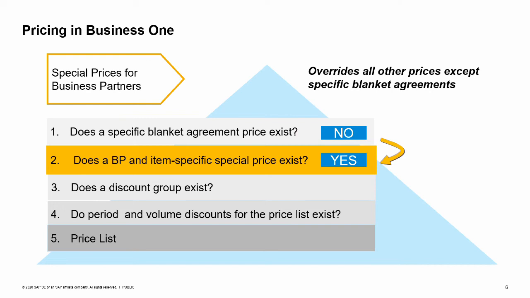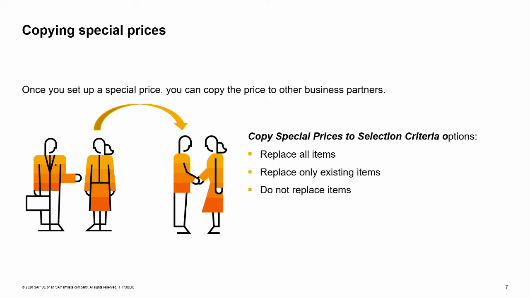Special prices defined for a business partner override all other prices in a marketing document, except for prices set in a specific blanket agreement with this business partner. This is because they are the most specific price that can be defined in SAP Business One. It is the first price the system searches for. If a special price for this business partner is not found, then the system will search next for discount group, then period and volume discounts for the price list assigned to the document, and finally for a price in the price list. For a special price to apply to an item in a document, the date must be within the validity period, and the unit of measure in the row must match the unit of measure in the definition of the special price.